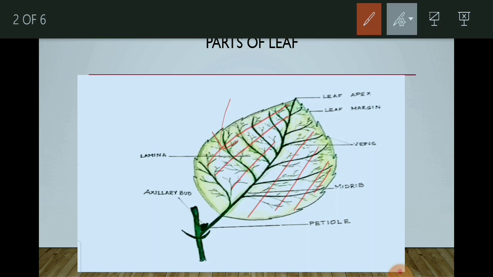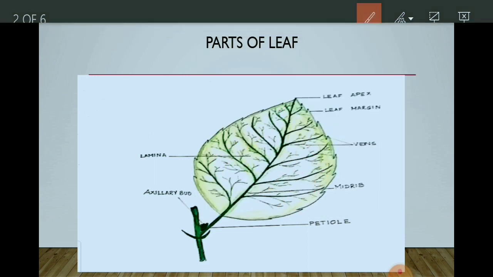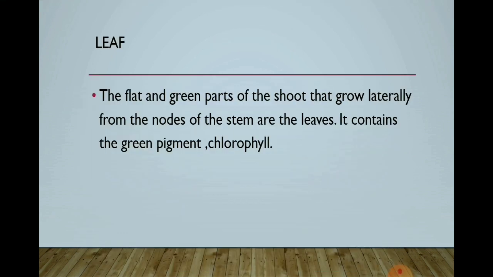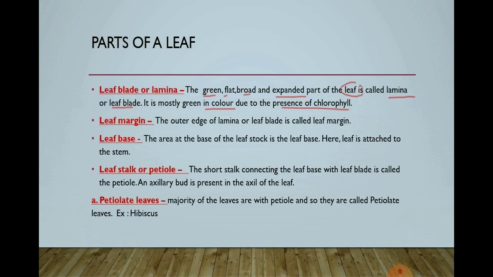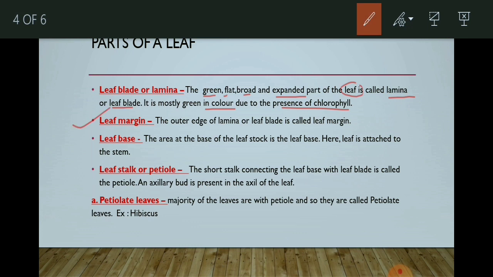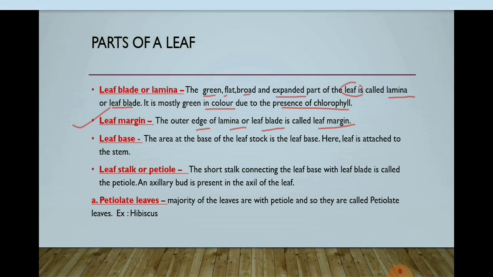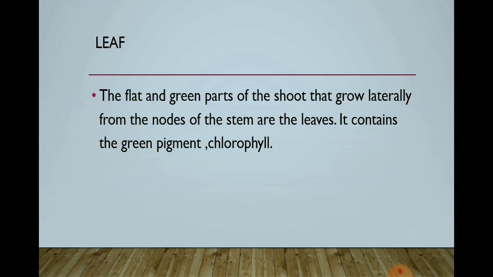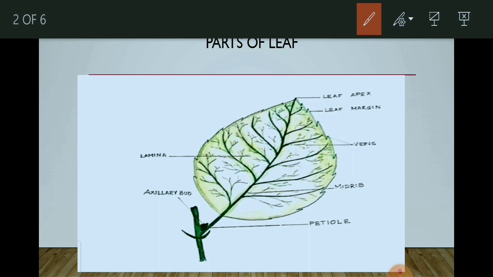Now the next point is the leaf margin. So what is the leaf margin? The outer edge of the lamina or leaf blade is called the leaf margin. So again let us see the diagram. Now which one is the leaf margin? Just see, this one is the leaf margin, that is the outer edge. Can you see? In this way the outer edge is drawn. So this outer edge is known as the leaf margin.